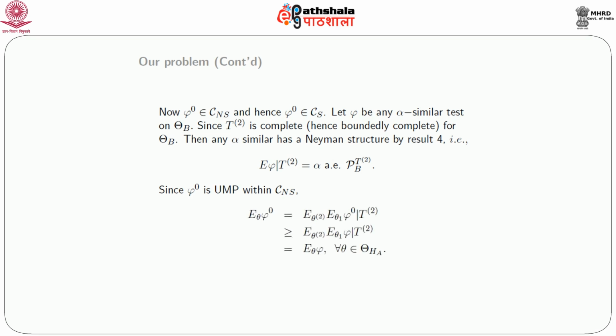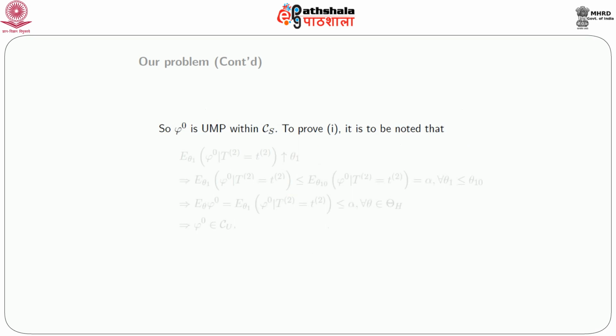Expectation under θ of φ₀ is equal to expectation under θ₂ of the expectation under θ₁ of φ₀ given T₂, and this is greater than or equal to expectation under θ₂ of expectation under θ₁ of ψ given T₂, and this is equal to expectation under θ of ψ for all θ belonging to Θ_HA. So φ₀ is UMP within the class of all α-similar tests C_S.